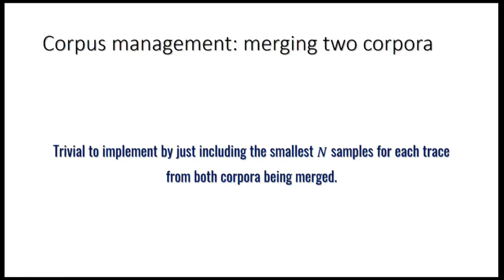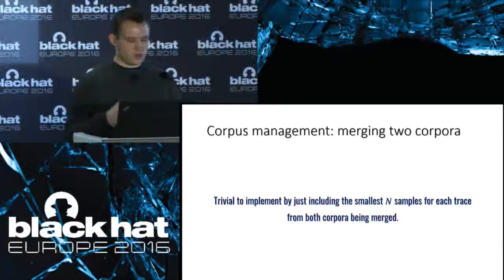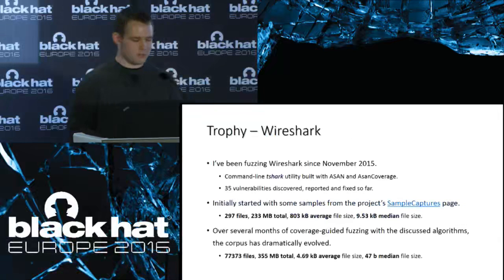So this was about distilling the whole corpus and merging in a single file. And if we want to merge two corpora, then it's also trivial, by just choosing the smallest n samples for each of the traces that are covered by it.